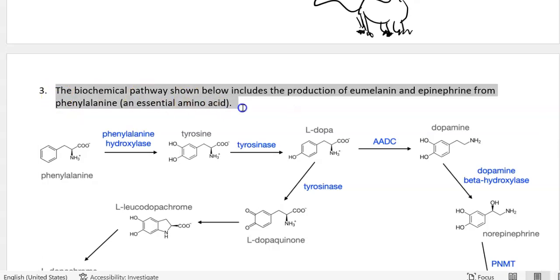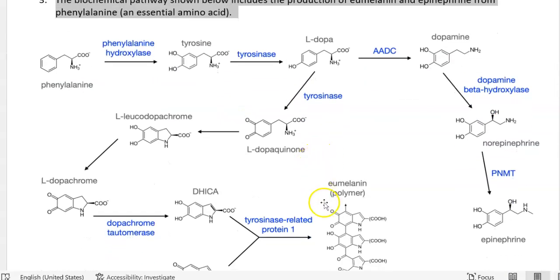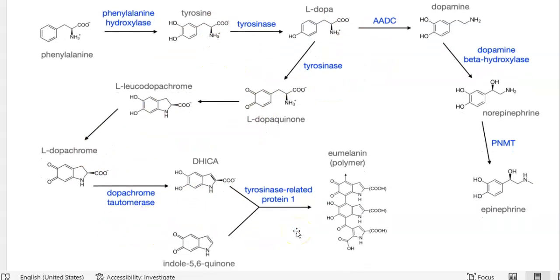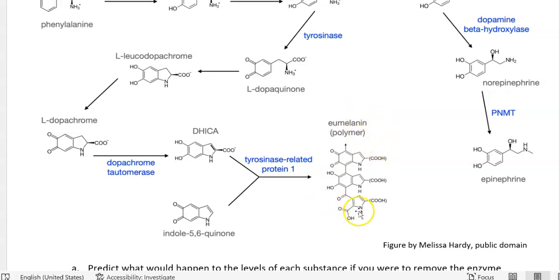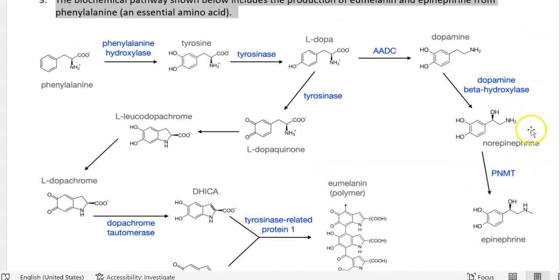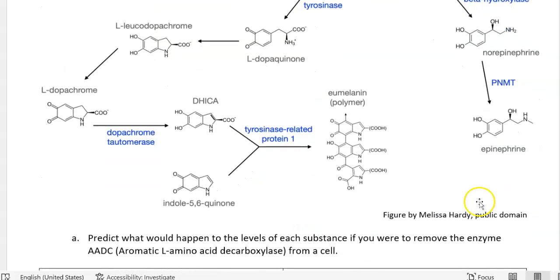Now we're showing you the whole biochemical pathway. We showed you a very simple enzymatic reaction to start with, maltose and alpha glucosidase. Now we're showing you a little more complex one that involves phenylalanine and tyrosine to start with, and then we use various enzymes to end with either eumelanin on one side of the biochemical reaction or epinephrine and norepinephrine on the other side. This is adrenaline and noradrenaline, basically.